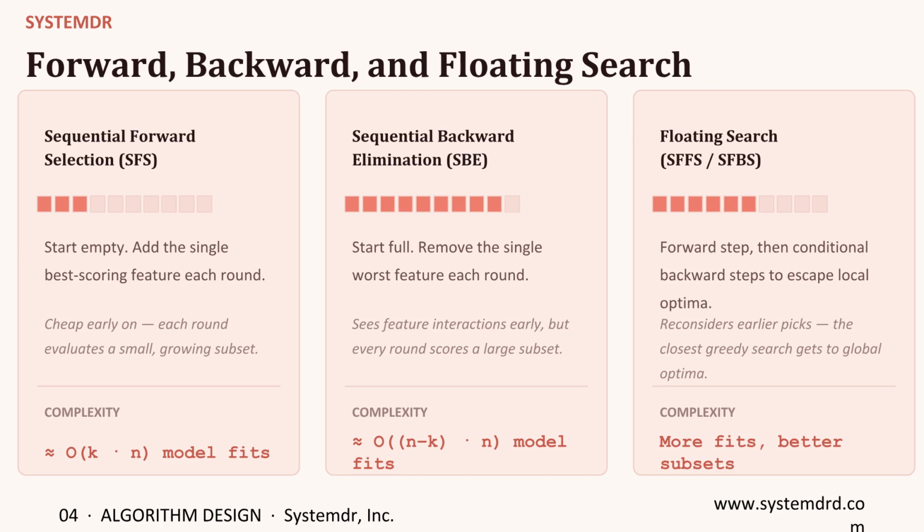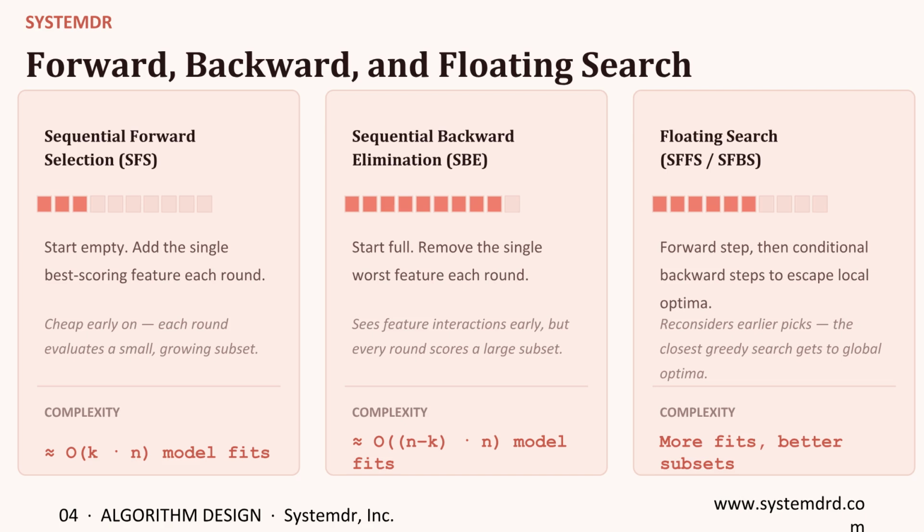And then there's floating search, SFFS and SFBS. This adds a twist. After each forward step, it conditionally allows a backward step to reconsider a feature it added earlier and see if removing something else now produces a better subset. It costs more model fits than plain forward or backward search, but it's the closest a purely greedy method gets to escaping local optima, to correcting an earlier decision instead of being stuck with it.